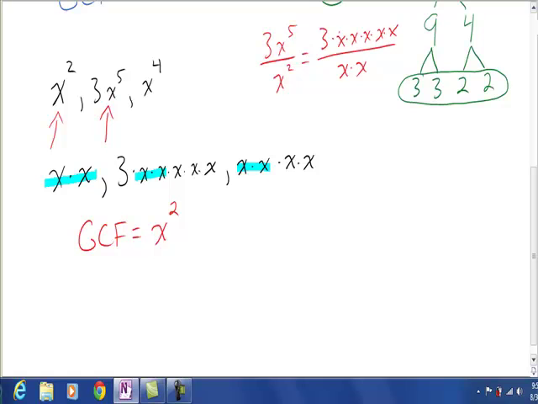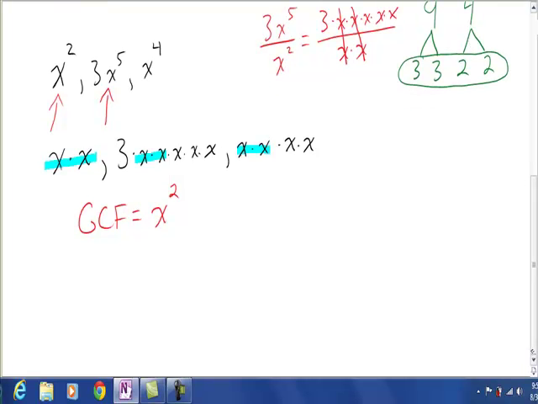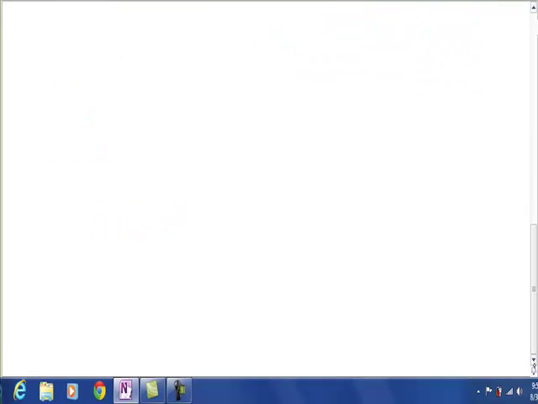So what happens? Well, 2 of those 5 x's on top are going to cancel out, and you're left with 3x to the 3rd, because there's 3 x's left on top. So x squared did go into it evenly, and went into it a whole number of times. And then, of course, x to the 4th divided by x squared would give me x squared also. So my greatest common factor is x squared for that list. Alright, let's move on. Let's do one that has a little bit more complexity to it.